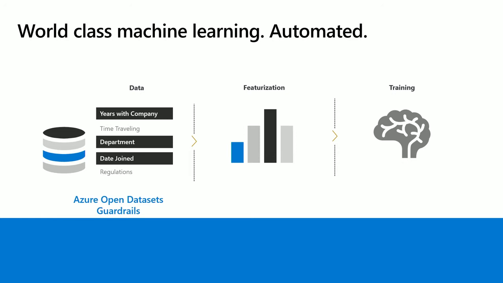Now, the second thing that we're doing is we want to make sure that the data that's going in is quality data as well. So to help with that, we're introducing some data guardrails. And what we do here is we'll run a series of checks over your data and check for things like class imbalance.